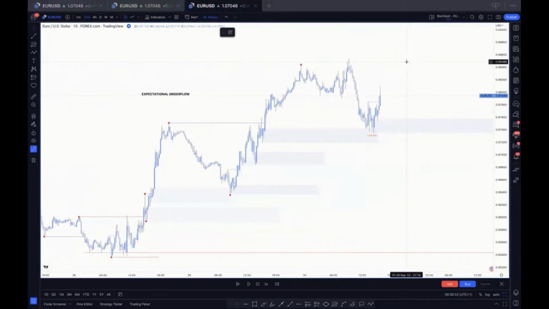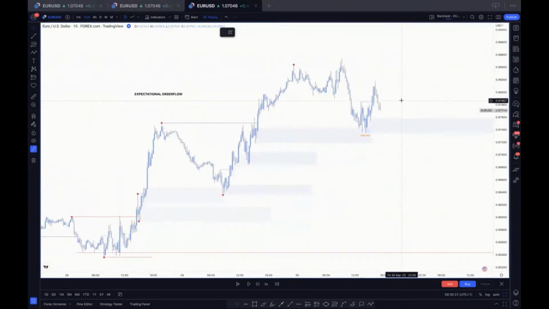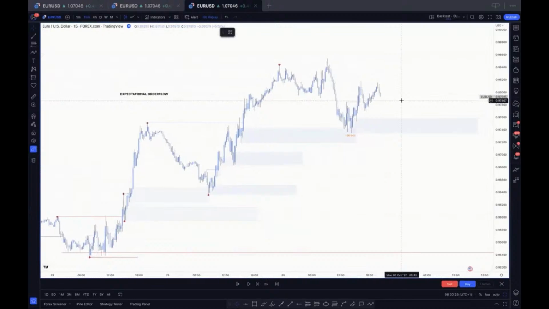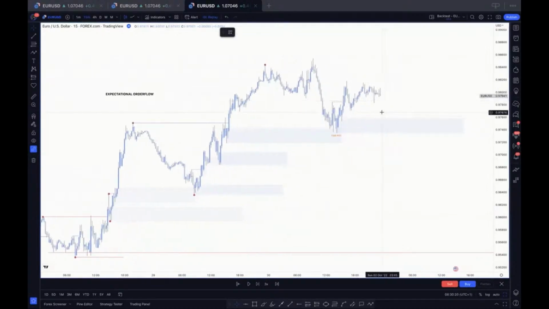So our expectation would be that the market, after this change of character, will now pull back into this zone that caused this change of character, that took out this high, and then we can trade it and move and take out this high. So let's see if that's going to happen. Let's continue playing this. You can see it's pulling back, it hasn't tapped our zone yet. Still pulling back.